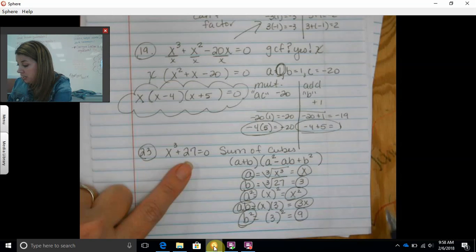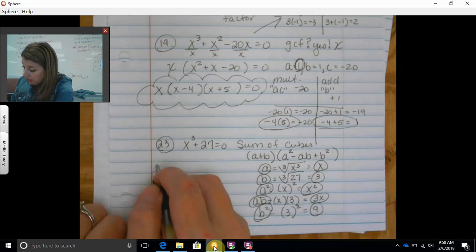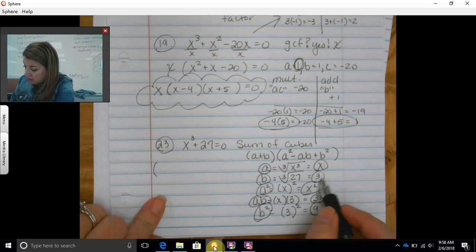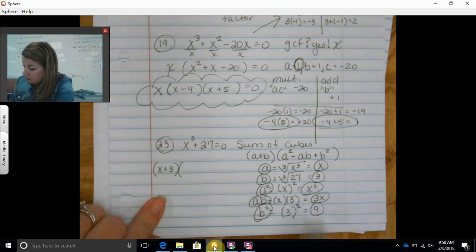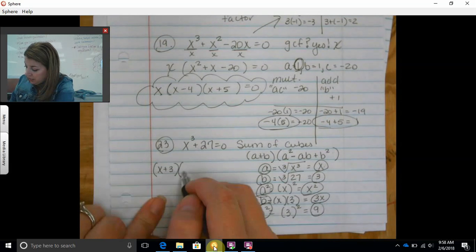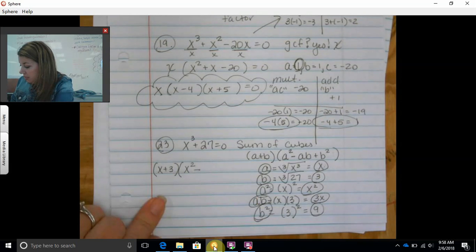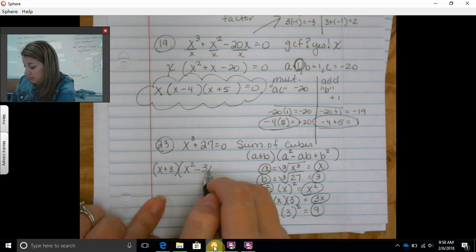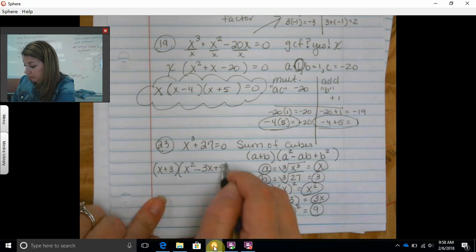So now we just take all these and substitute into the pattern. Instead of a plus b, we'll write x plus 3. For a squared, we'll substitute in x squared. It says to subtract whatever ab is, which we said is 3x. It says to add whatever b squared is, and we said that would be 9.